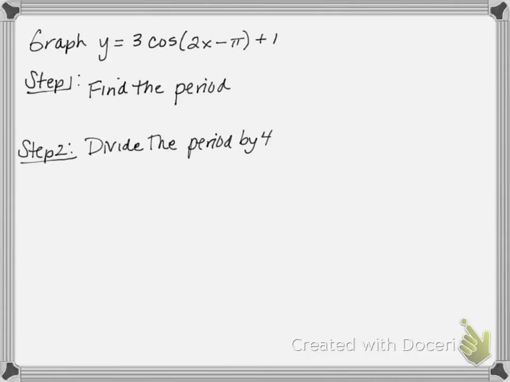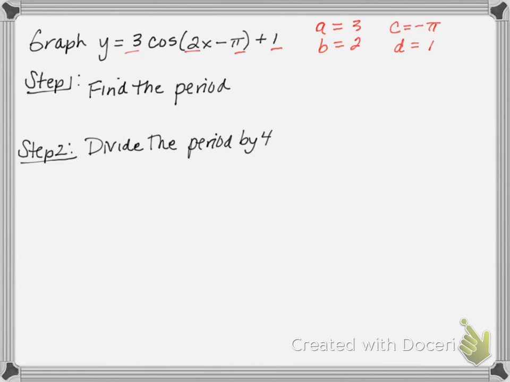Okay, so we're going to graph y equals 3 cosine(2x minus pi) plus 1. We can go ahead and identify the A, B, C, and D. So my A is 3, my B is 2, my C is negative pi, and my D is 1.